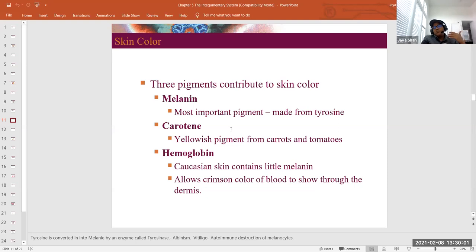And it can be seen only in fair skin color, not in dark or brown skin, because darker color covers the yellowish discoloration, okay? Hemoglobin is also a factor. If you have a lot of hemoglobin, that gives you a crimson color to your skin. And that is also only visible in fair skin, okay?